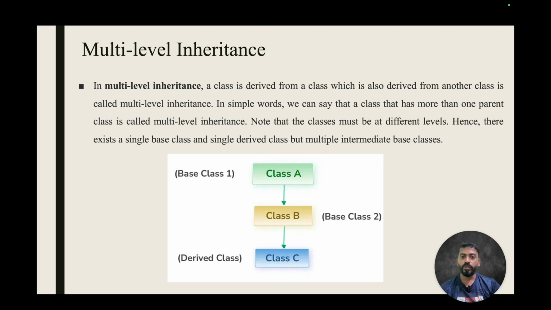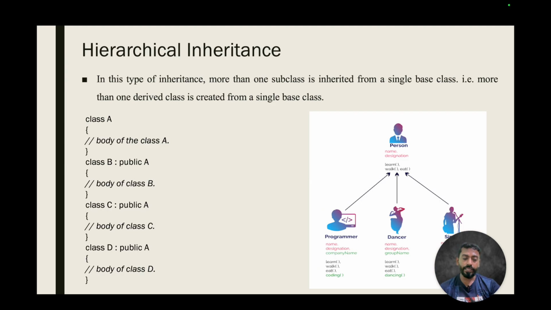Multi-level inheritance: class A is a parent, and since it is a parent, it has a child. So class B is called a child of class A, and class B is an intermediate parent; it has a child called class C. Likewise multi-level inheritance can work. The next one is hierarchical inheritance. One parent class with one or more derived classes is called hierarchical inheritance.